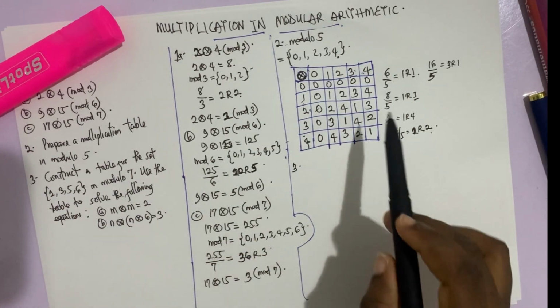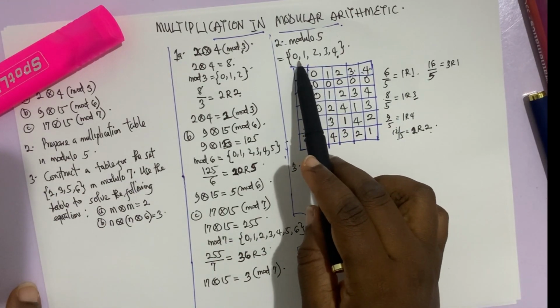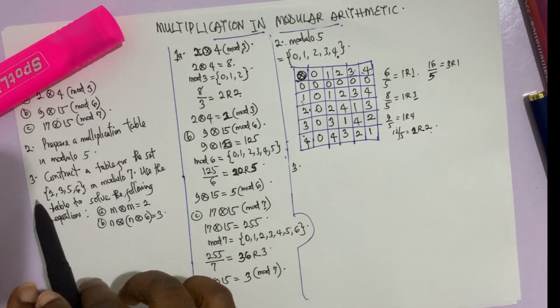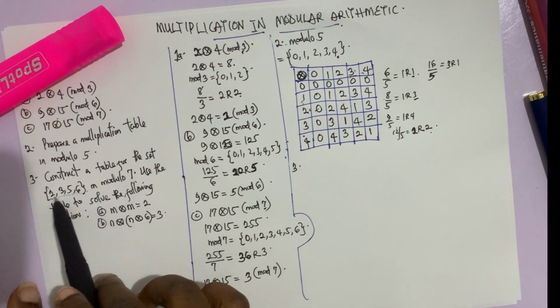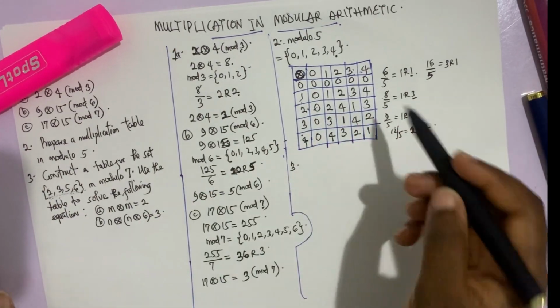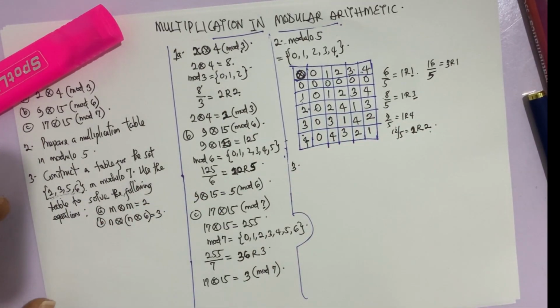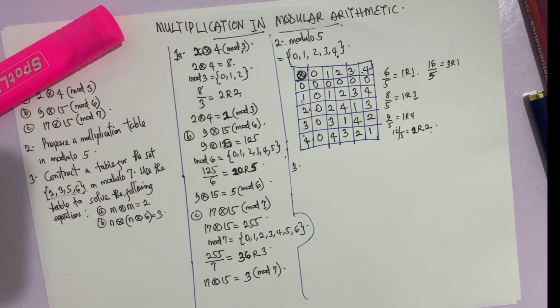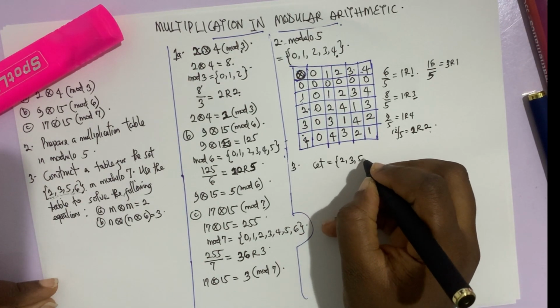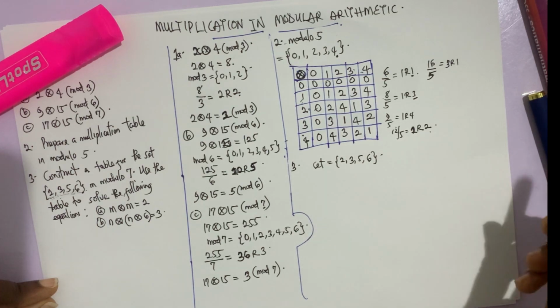You are asked to construct a table for the set 2, 3, 5, 6 using modulo 7. But instead of the usual way of making the values in the table to be the possible residues, we have been given a specific set of residues to use. So we would ignore the standard and use the specific set that has been mentioned: the set 2, 3, 5, 6, and that's what we would use.